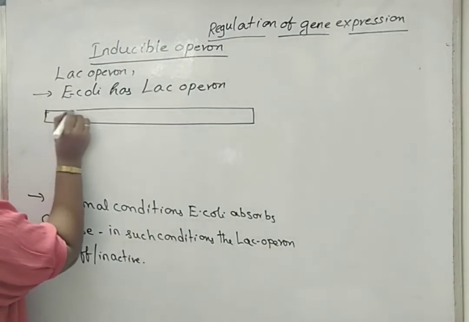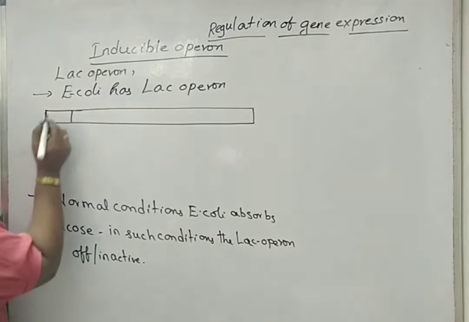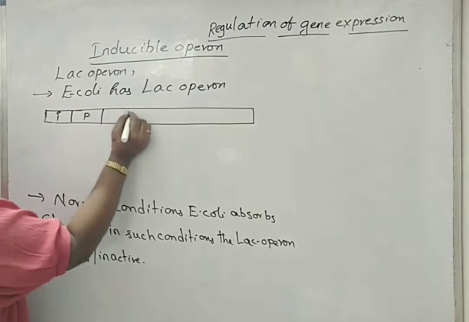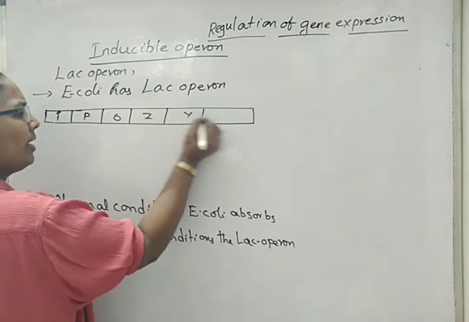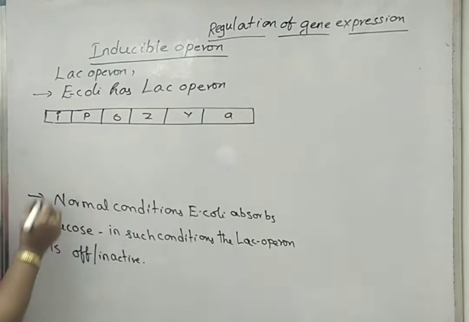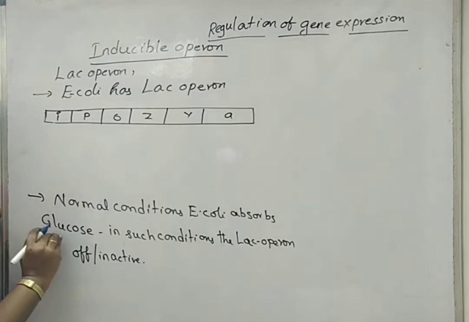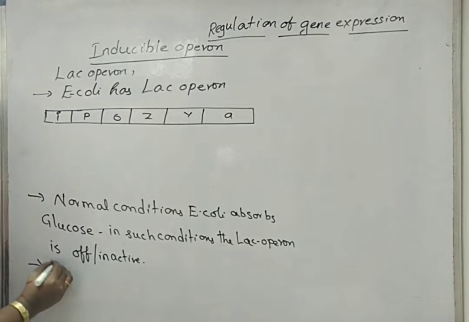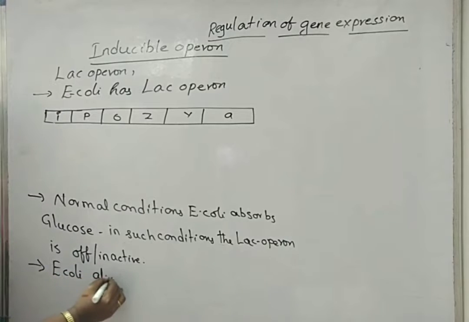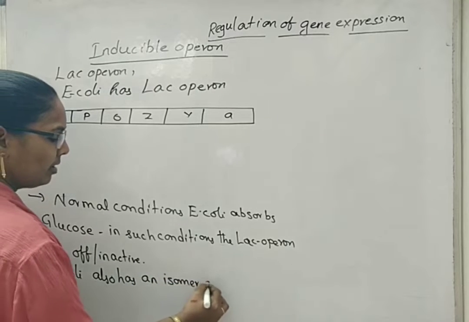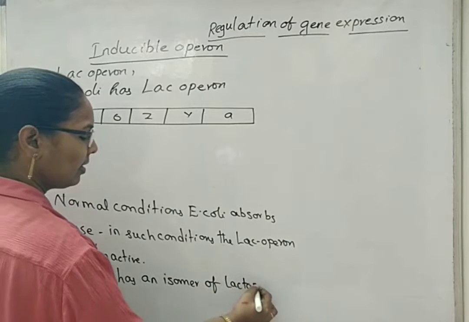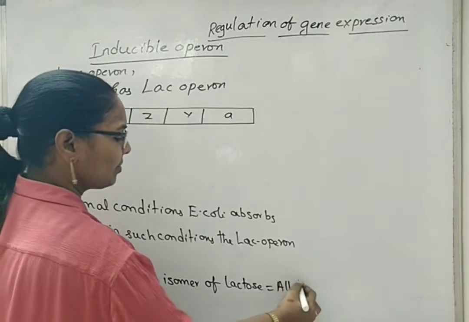Now, this Lac Operon is having structures like the regulator gene, promoter gene, operator gene, Z gene, Y gene and A gene. Along with the enzymes that are responsible for breaking down of lactose, E. coli also has an isomerase of lactose. The isomer form of lactose is called allolactose.